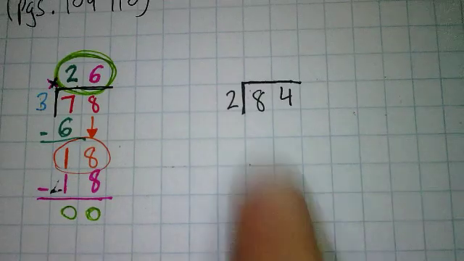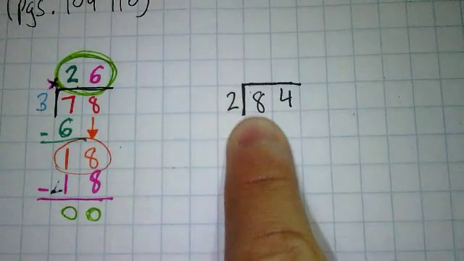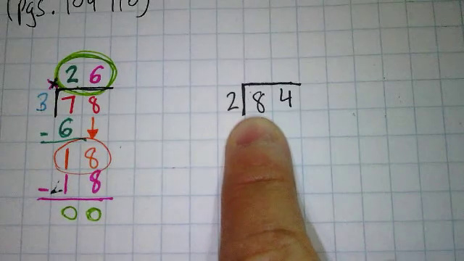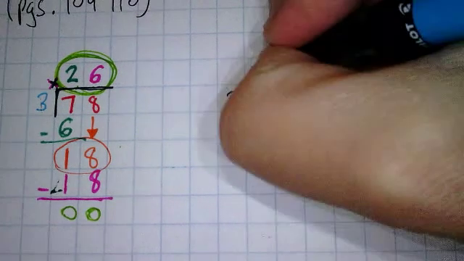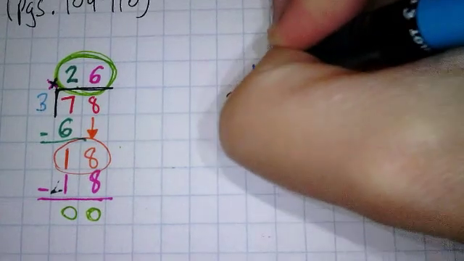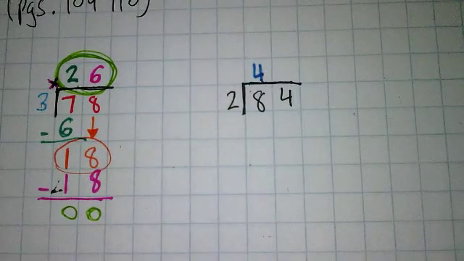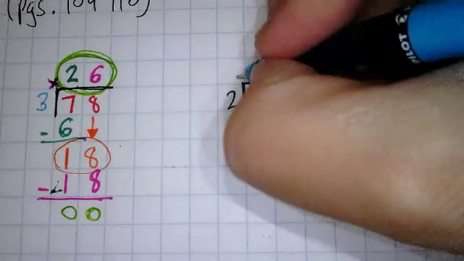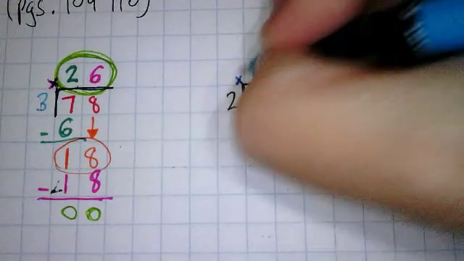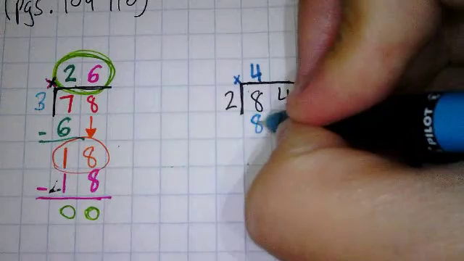So I'm going to start with just this first number. Who can tell me how many times 2 goes into 8 without going over? Henry? 4. Henry says 4 times. Do we agree? Yes. So I'm going to write my 4 up above the 8. Henry, what was 2 times 4? 8. Just so I know what to write down here.